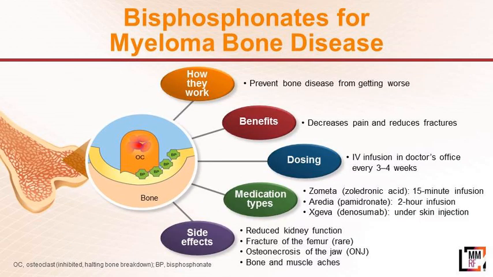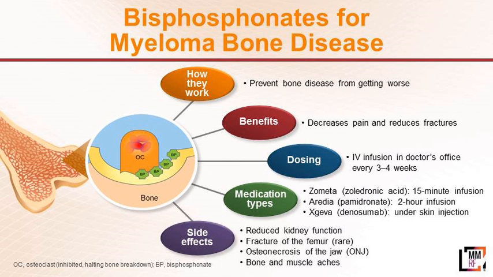So bisphosphonates can be used for myeloma bone disease. And how does it work? So in the center circle, you can see the OC, those are the osteoclasts. So those are the bone-chomping cells. And what the bisphosphonate does, that's the BP in the green there, it goes in there and inhibits the osteoclasts from destroying the bone, which then allows for the osteoblasts, or the building cells, to come in and help reduce pain and reduce the risk of fractures.